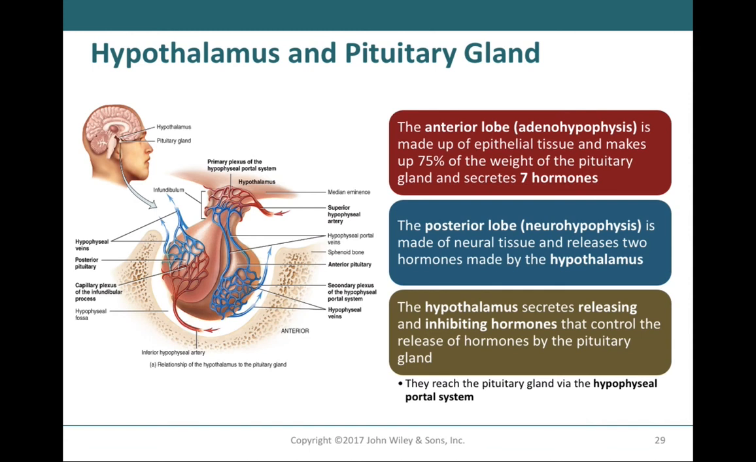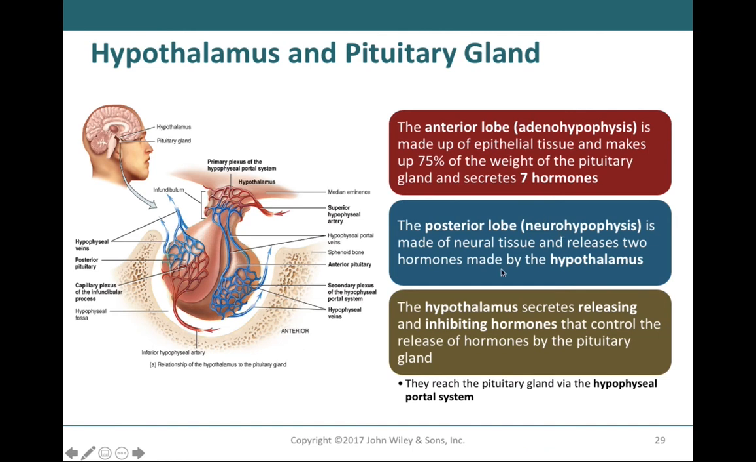Now, as I just mentioned, the pituitary gland is connected to the hypothalamus through what is known as the infundibulum. And the anterior and the posterior pituitary glands are made up of 2 different types of tissues. In fact, the anterior pituitary is made up of epithelial tissue, and the posterior pituitary is made up of neural tissue. Hopefully, we can easily recall epithelial versus nervous tissue from chapter 4. Because of these differences, we call the anterior pituitary the adenohypophysis, and we call the posterior pituitary the neurohypophysis.